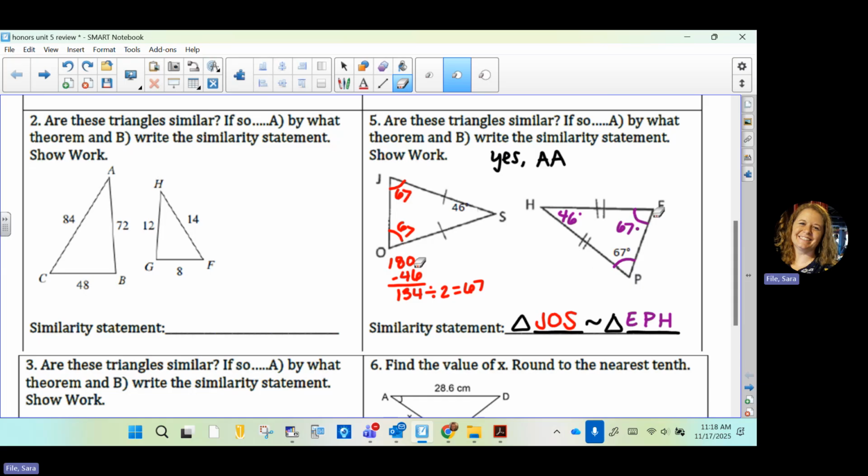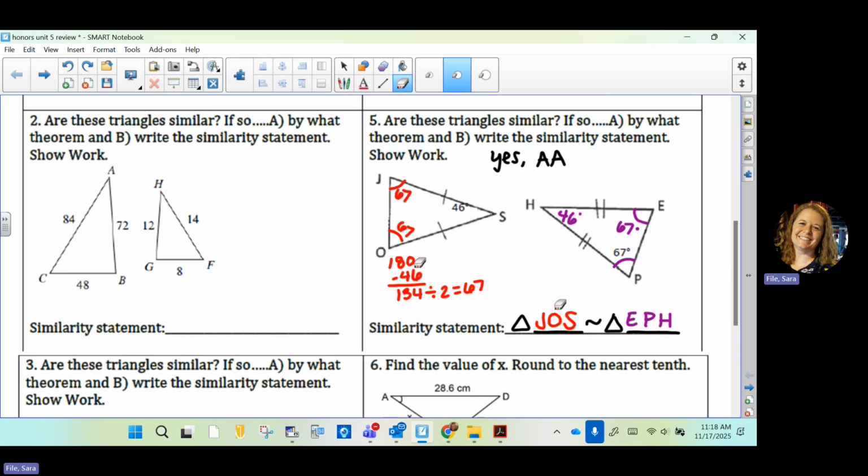In the triangle HEP, they gave me 67 as one of the base angles. So I know the other base angle must be 67 and the vertex must be 46. So I can see, yes, all of these corresponding angles are congruent. So by angle, these triangles are similar. Your statement could vary, but the parts need to be corresponding. The J has to be in the same spot as the E.